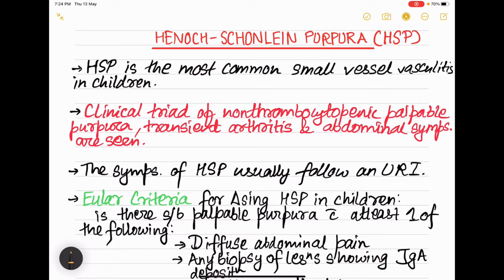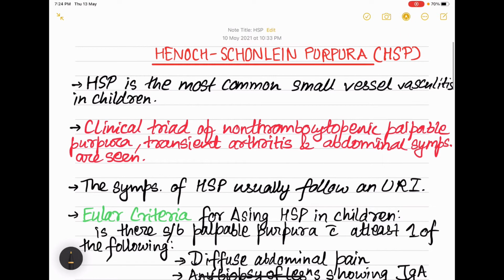Now without wasting any time further, let's get into today's topic. So today's topic is Henoch-Schonlein Purpura, also abbreviated as HSP. HSP is the most common small vessel vasculitis seen in children. Vasculitis means inflammation of the vessels. It usually presents with the clinical triad of non-thrombocytopenic palpable purpura, transient arthritis, that is inflammation of joint, and abdominal symptoms, basically diffuse abdominal pain.